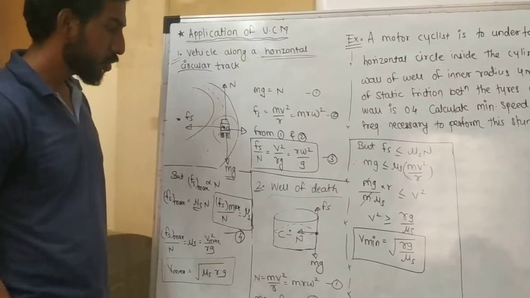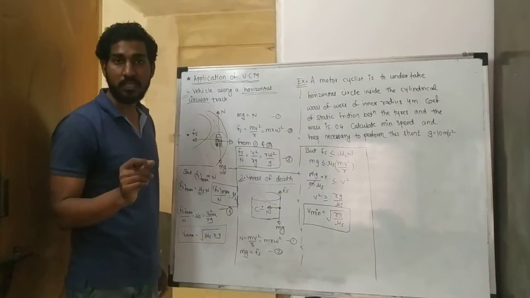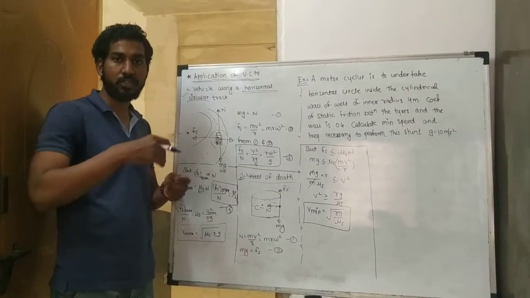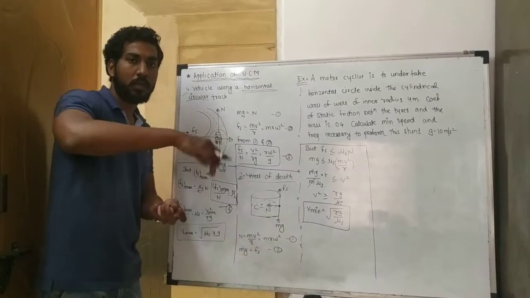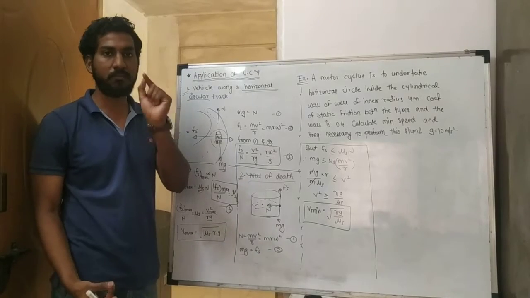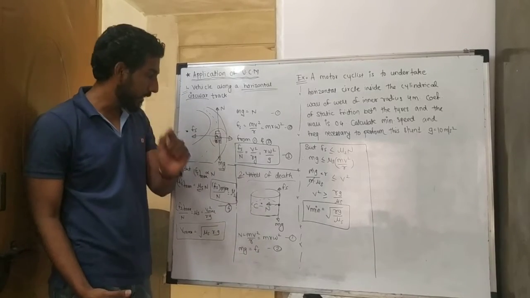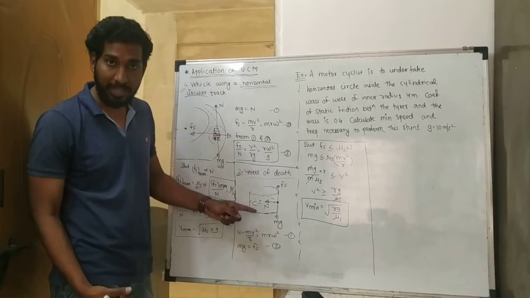Another example is the well of death, Maut ka Kuwa, we can say. In that there is a cylindrical shape and a two-wheeler motor vehicle moves through that cylinder. Why is it not falling downwards? It should carry some minimum velocity, right? How much velocity should there be? That velocity we are going to calculate today.